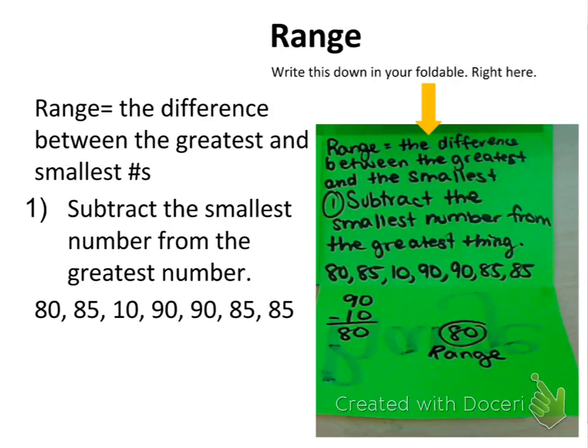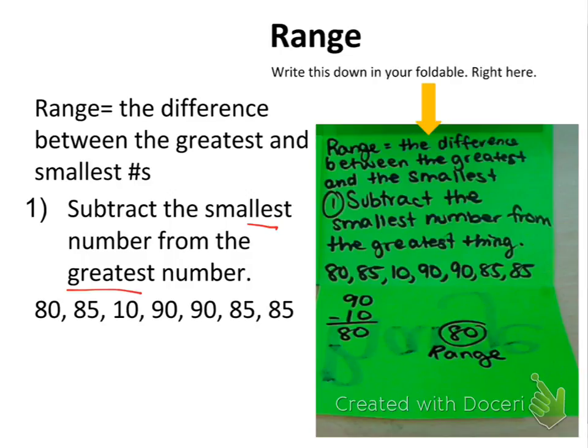All right, now let's talk about the range. You're going to write this down in the range section of your foldable. The range is the difference between the greatest or the biggest and the smallest numbers. To find the range, you need to subtract the smallest number from the greatest number.